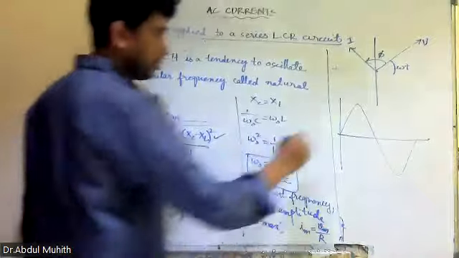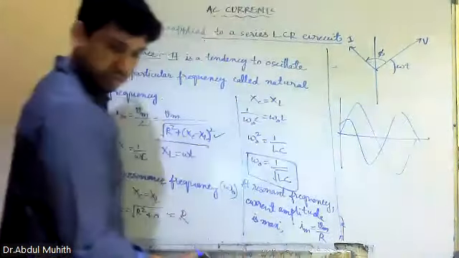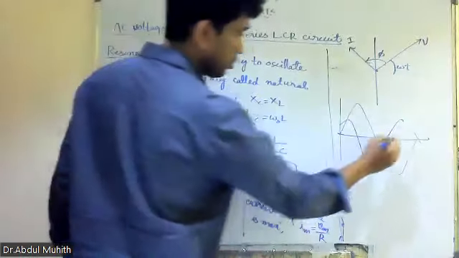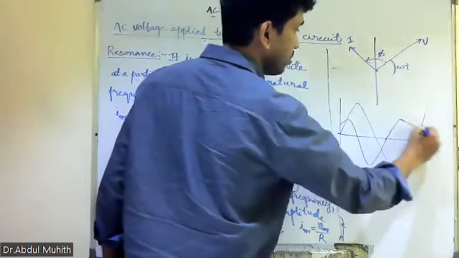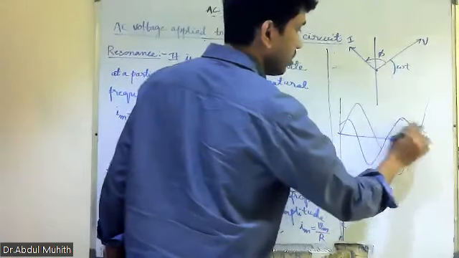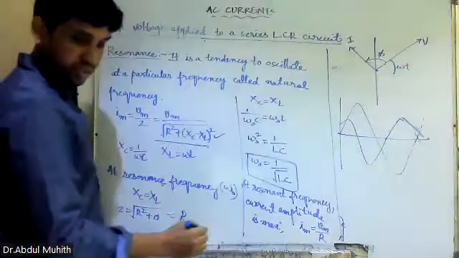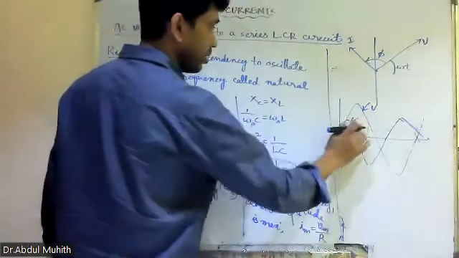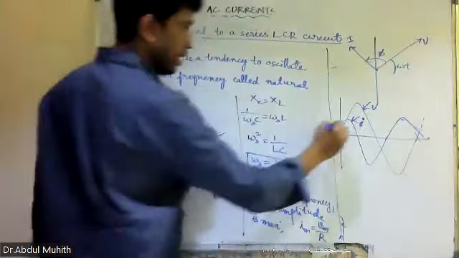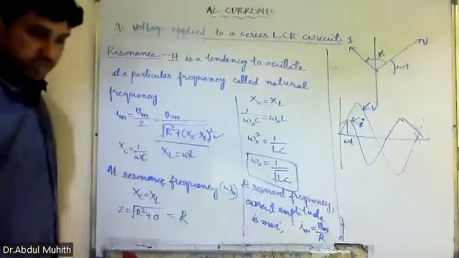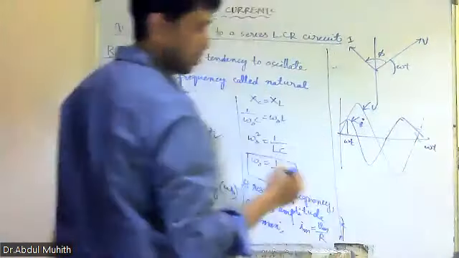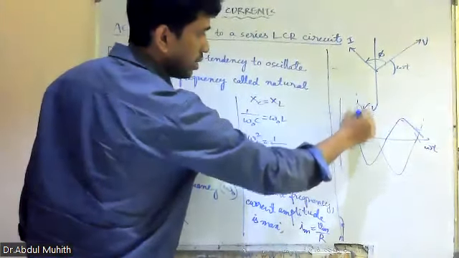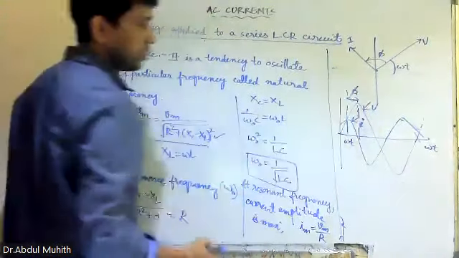If you are asked to draw the phasor diagram, it will be like this. You will get the phasor diagram: this is V, and this is the current I. You can write small i for the current. The angle between the two is phi, the phase difference.